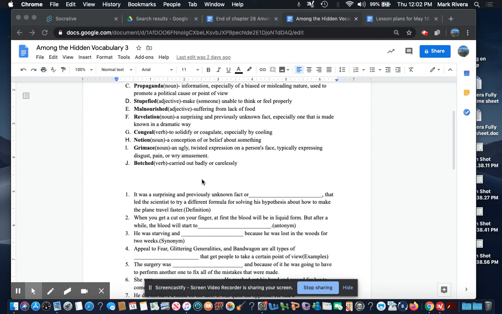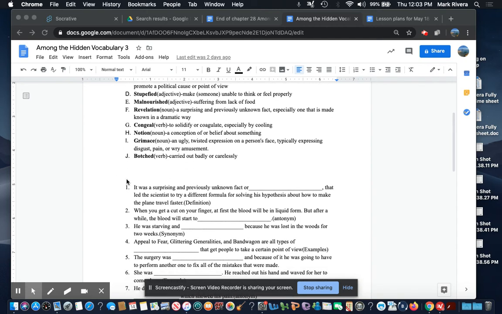Grimace is how you pronounce the next word. Okay, grimace is an ugly, twisted expression on a person's face, typically expressing disgust, pain, or wry amusement. Yeah, so a lot of the times you grimace when you hurt yourself. Okay, so it's like a face that's twisted.